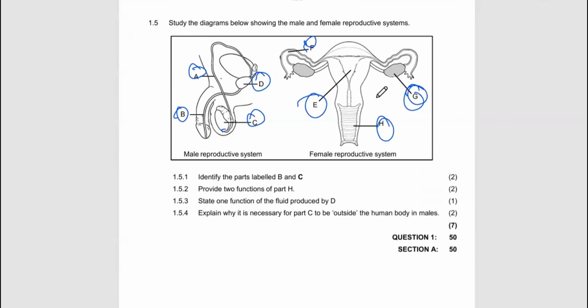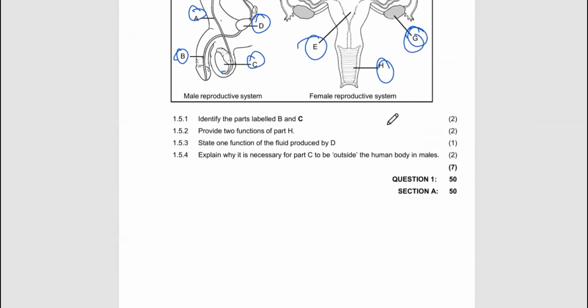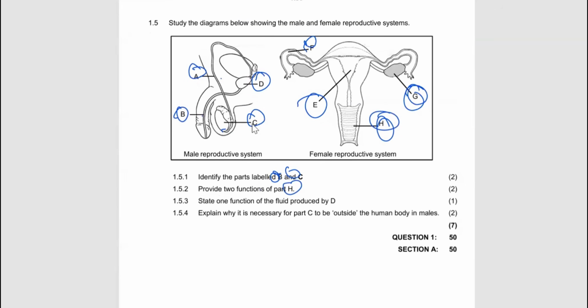So make sure that you get those marks for labeling. Explain why. Identify the part labeled B and the C we have seen. Provide the function of H, that is the vagina: it receives the semen during copulation. Number 2, you can also talk about it as a passage for the baby during the process of giving birth. That's why it's called the birth canal.